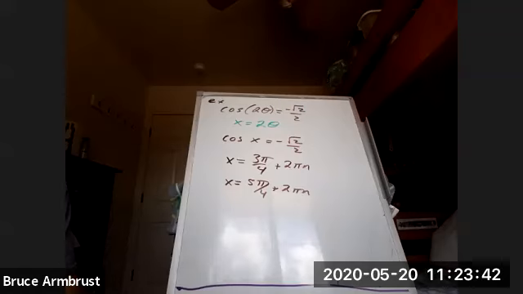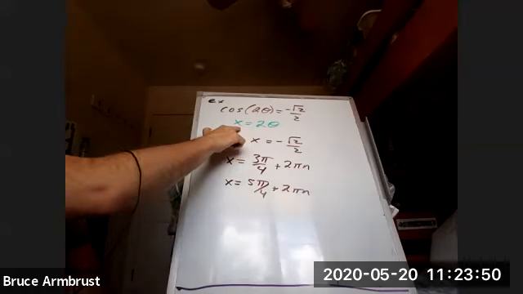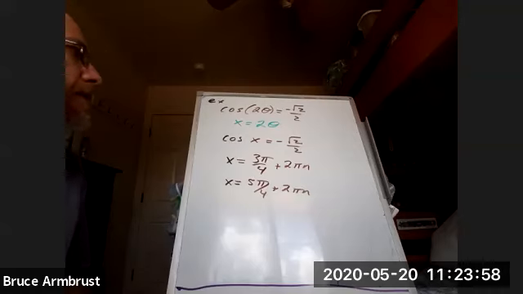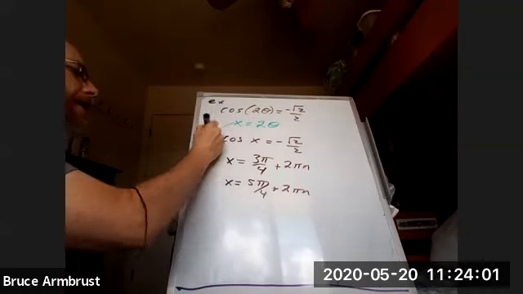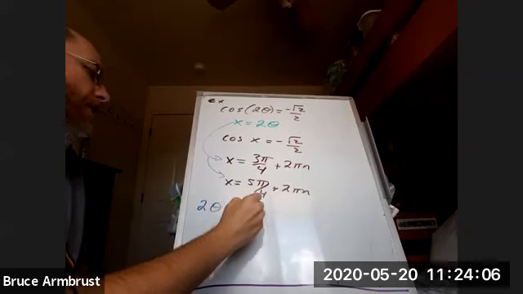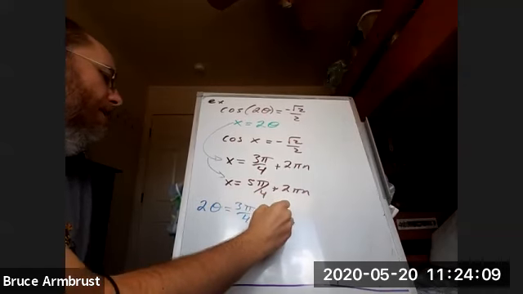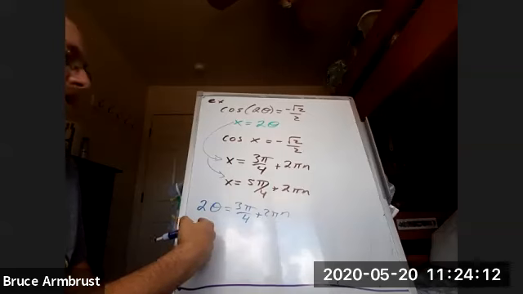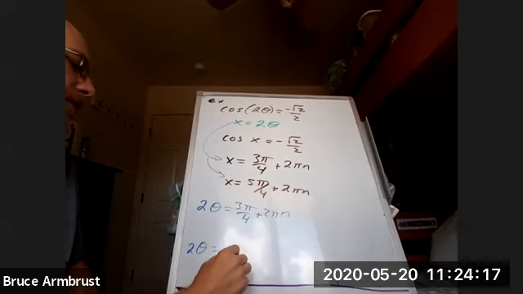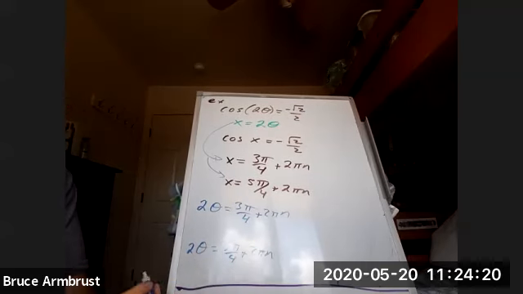So had it been just cosine of x equals, we'd be done. But we're not, because of that substitution. So remember how we said, let's let x equal 2 theta? Well, we have to put that back. And when we replace that back in for x, we're going to get 2 theta equals 3 pi over 4 plus 2 pi n. That's for this one. And then for the other one, we're going to get 2 theta equals 5 pi over 4 plus 2 pi n.